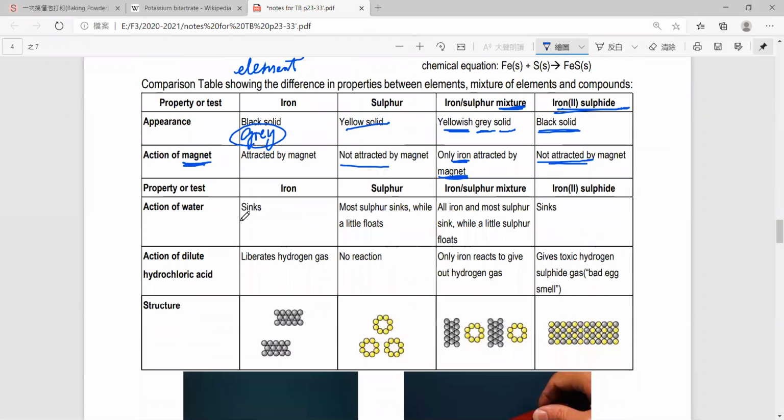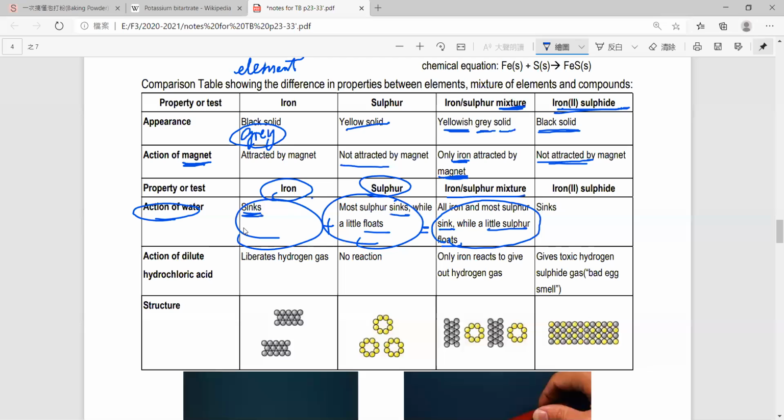Now, I would like to show you a further test. Iron, if I put it into water, sinks, but sulfur has some that sinks and some that floats. But how about the iron and sulfur mixture? All the iron and most of the sulfur will sink, but a little sulfur floats. It seems like this observation and this one added together. So what does that mean? Each one of the elements will still hold its own property.